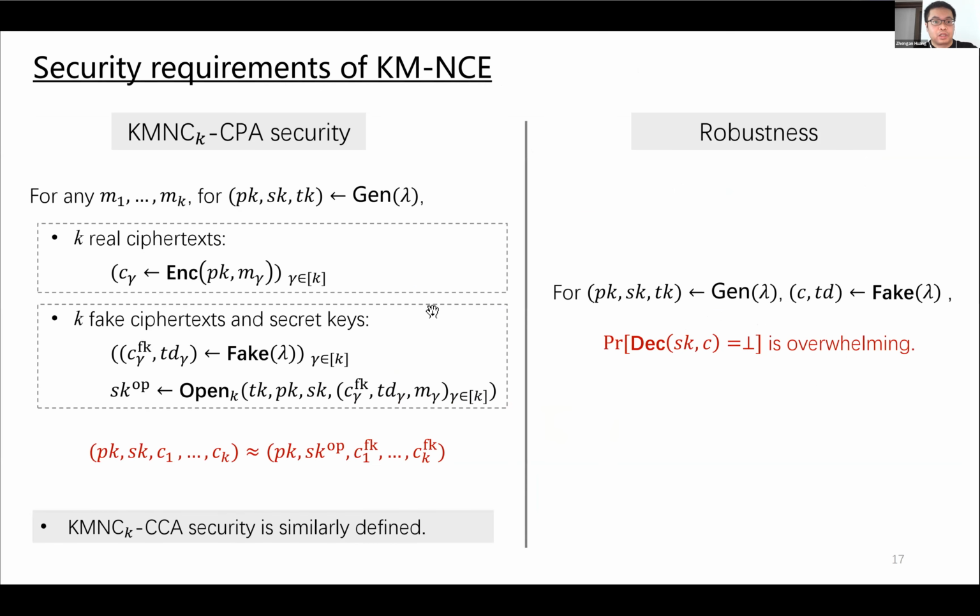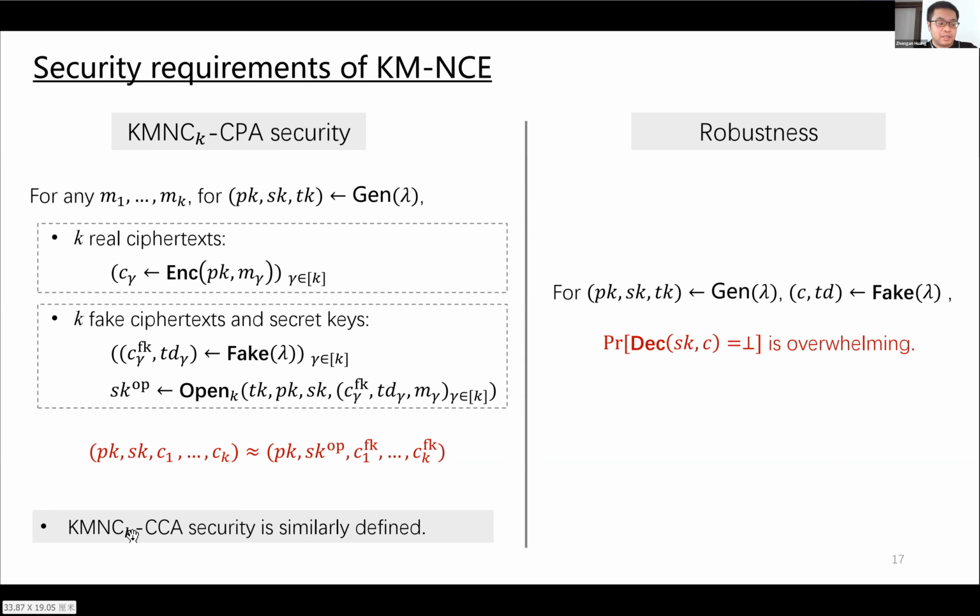We define 2 kinds of security requirements for KMNCE. The first one is KMNC CPA or CCA security, and the second one is robustness. Here, we call the secret key generated with the key generation algorithm the original secret key, the ciphertext generated with the encryption algorithm the real ciphertext, and the ciphertext generated with the fake algorithm the fake ciphertext. KMNC CPA security requires that for any K messages, the original secret key and K real ciphertexts are indistinguishable from an opened secret key and K fake ciphertexts.